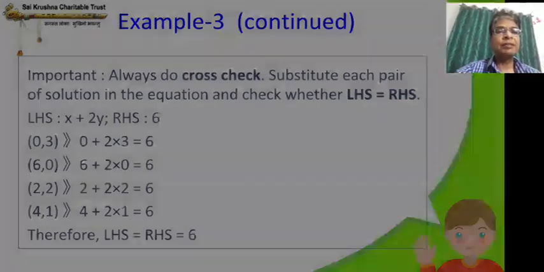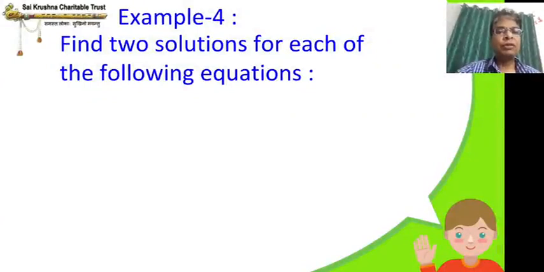We will go to the next example now. Example 4. Find two solutions for each of the following equations. Now they are asking only for 2 solutions because there may be slight complication. Let us see. 4x plus 3y equal to 12. No, it is very easy. I don't know why they are asking only 2.